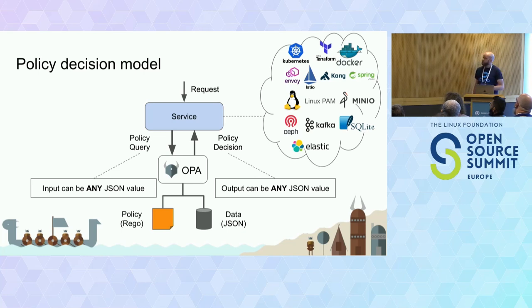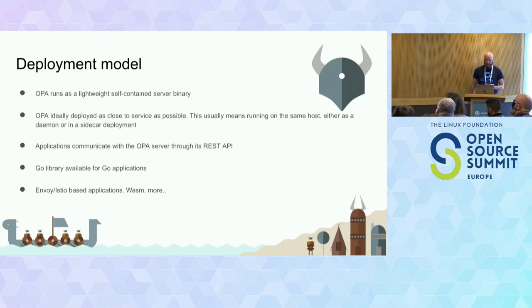And we do that via a policy query. A policy query is basically just any kind of JSON value. Some common things you'd normally include would be the name of the user, the endpoint, maybe the request method, things that have meaning in this context. Based on the policy that we've written and optionally external data, OPA makes a decision and sends a policy decision back to the service. That response is also just JSON. So basically any technology that can read and write JSON can talk to OPA, given that there's some way of plugging that in. So that's the decision model.